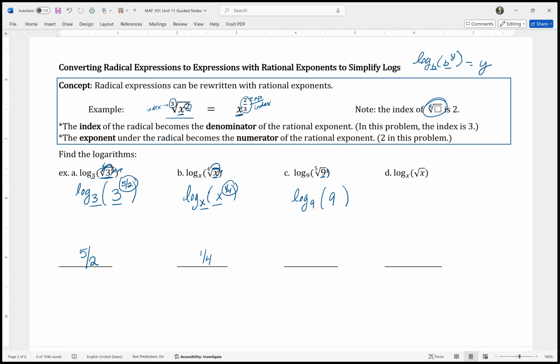Lastly, log base x of the square root of x, so x to what power? You're going to see this over and over and over. So this is 1 on the inside, 2 on the index, so this would be x to the 1/2. And the bases are the same, so that 1/2 becomes the answer. If you're going into calculus, you need to know this, okay? Because you're going to see it a lot in that class. All right, so that's how you're going to convert these radical expressions to something that is usable in logs.